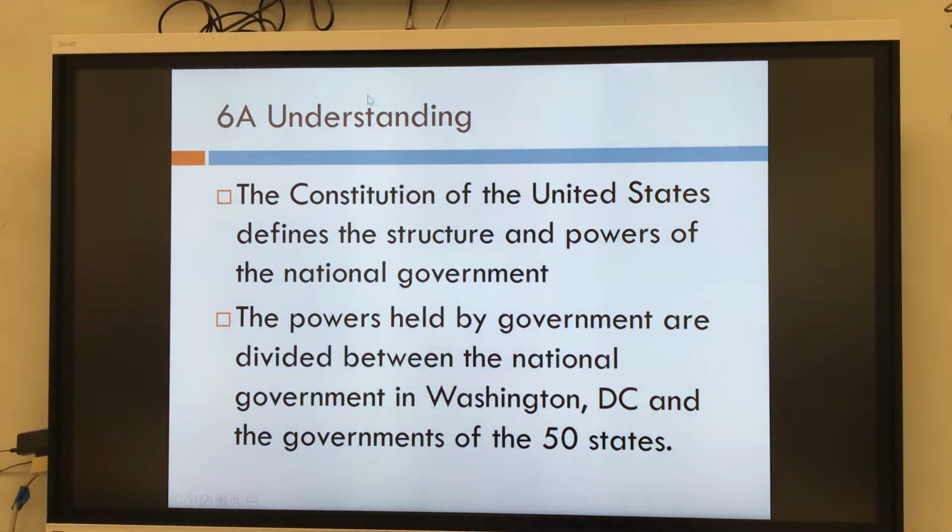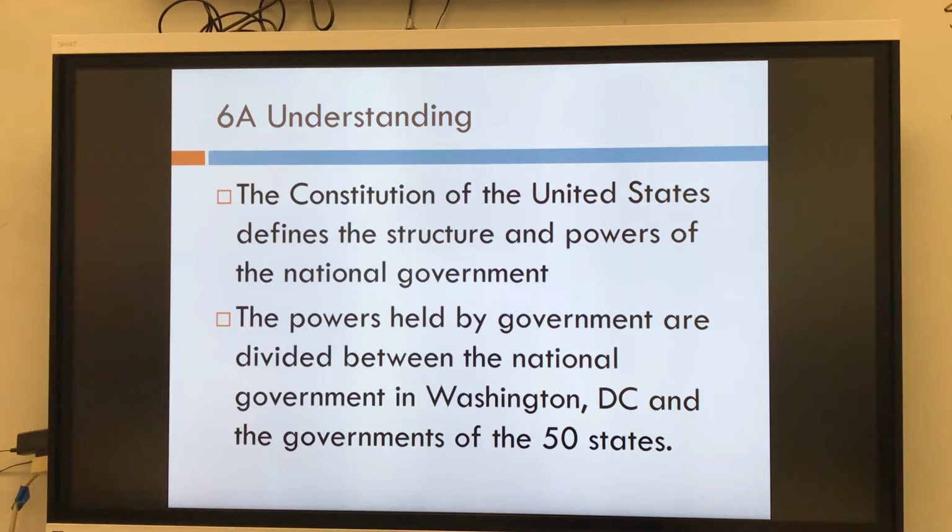All right, so the 6A understanding. The good thing here, guys, is you only have to write down the understanding one time, because this goes with all three sections of notes. So you won't have to write this down after today. It says 6A, understanding: the Constitution of the United States defines the structure and the powers of the national government. We covered this somewhat in SOL 2 when we built up to the Constitution.